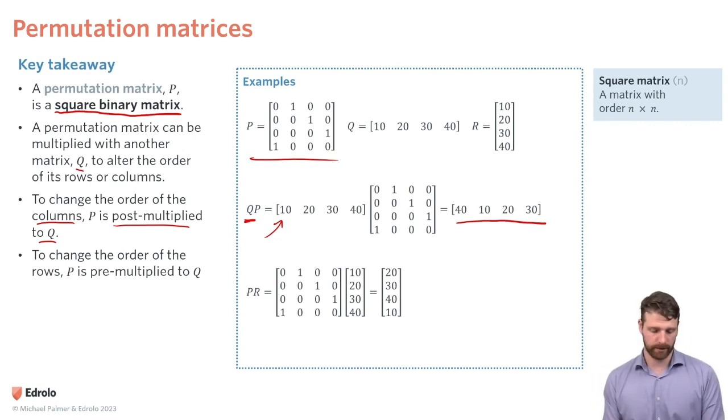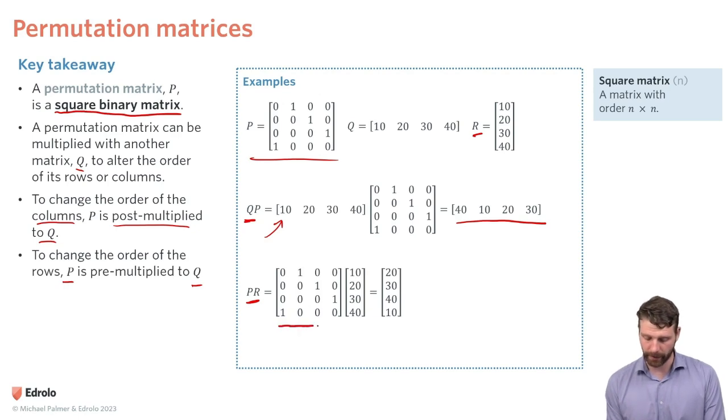All right, the next one is to change the order of the rows. P is pre-multiplied to Q. So actually, in this case, I've used R. It's not really important what we call those matrices. So just know that here, I'm going to shift the order of these rows here in matrix R.